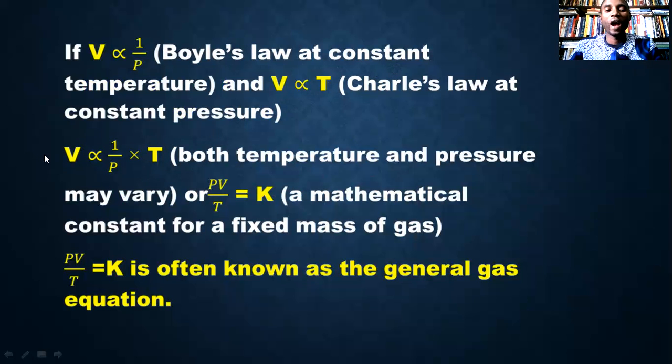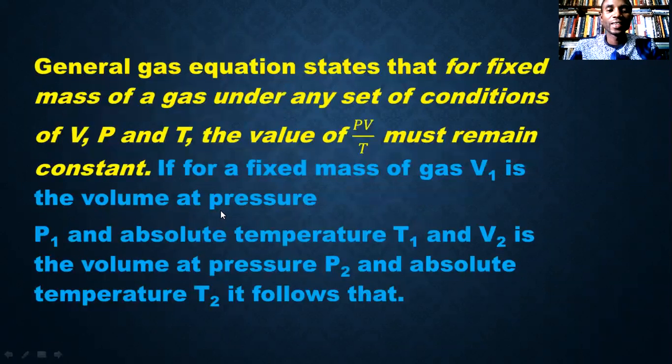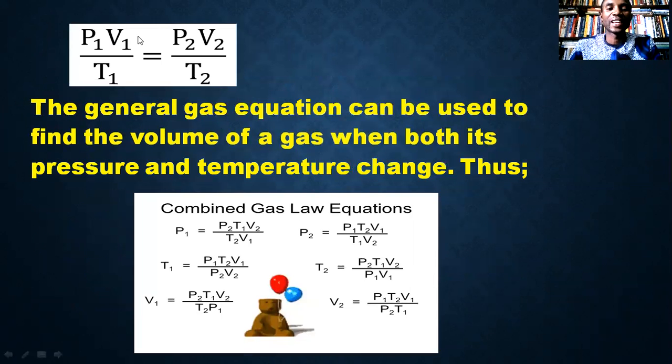Combining them together, you have this as the formula, meaning that for a fixed mass of gas, the constant of it will tell us that V is inversely proportional to P. And when you open the bracket, you are going to have a formula like this. P1V1 is that of Boyle's law, but PV all over T is that of Charles's law. So combining it, you have the combination for the initial volume and final volume as the general gas equation.